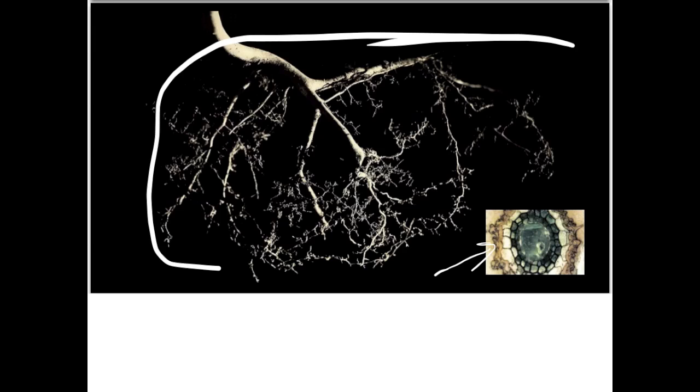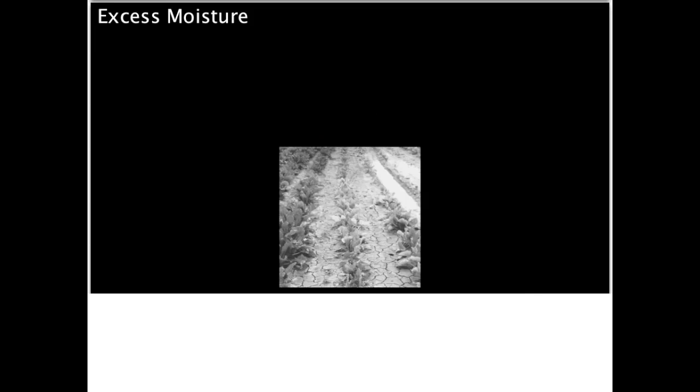We want to have enough of these cells exposed to air, and we also need them exposed to water too, so they can take in water. We need both. We need a good balance of both. I like to show that cutaway of a plant root.